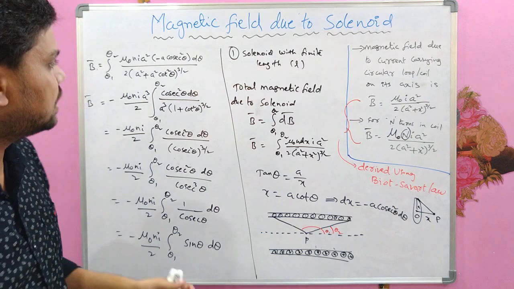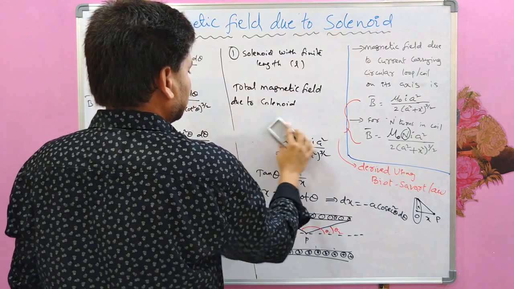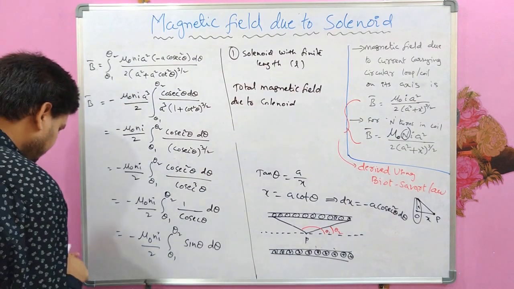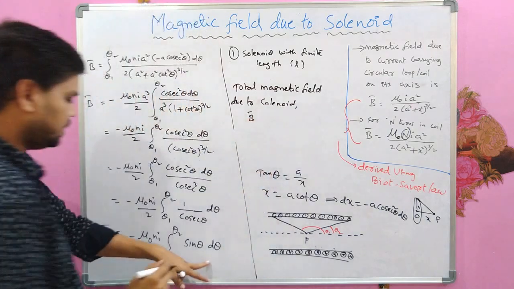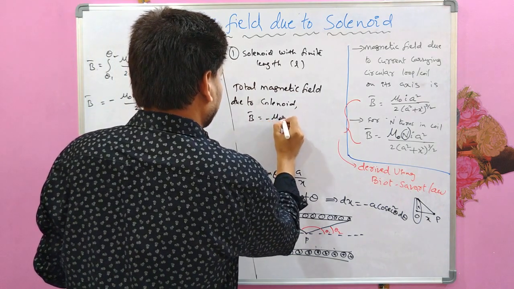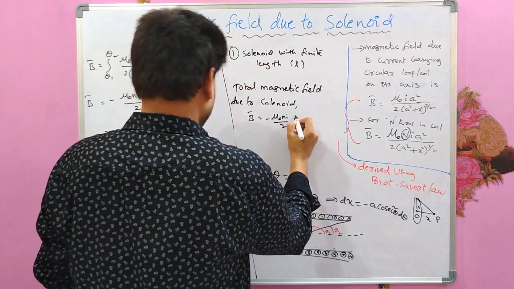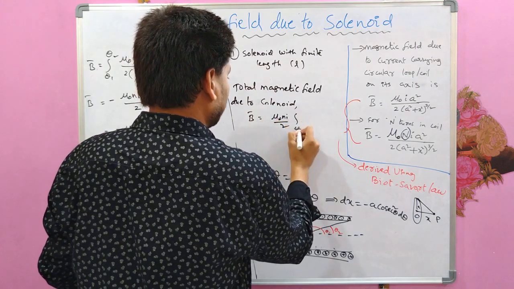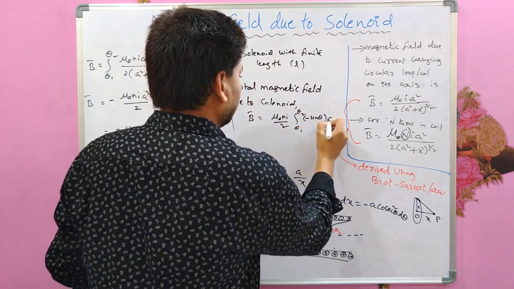Right? So what is the integration of sin theta now? So this is B, the total magnetic field. B is now what? What is the integration of it? Minus cos theta. So minus mu naught n I by 2, let me take this minus inside, integration of theta 1 to theta 2 minus sin theta d theta.